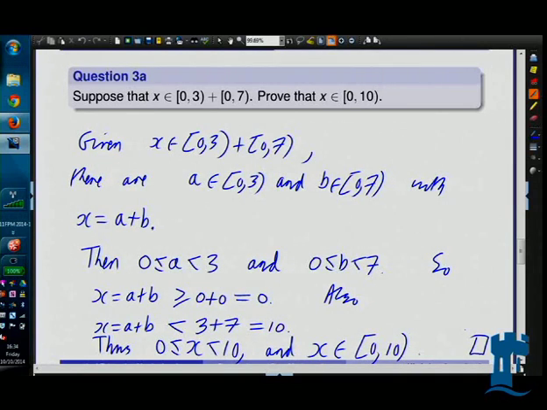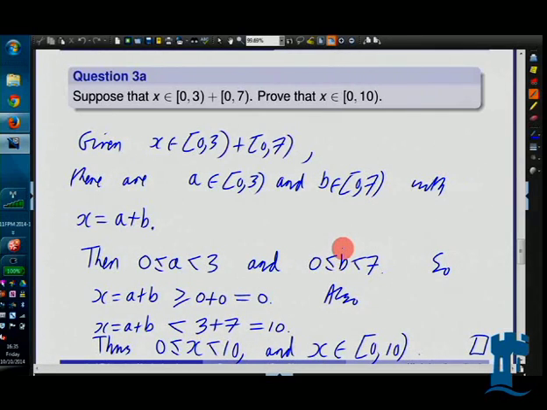Okay? So what did I use? Let's just have a look at what I used. First, I used the definition of the sum of two sets. I said, if x is in the sum of these two sets, it means that it's equal to a plus b for some a in the first set and b in the second set. Then I used the fact that a was in the first set to tell me something about a, and the fact that b was in the second set to tell me something about b.